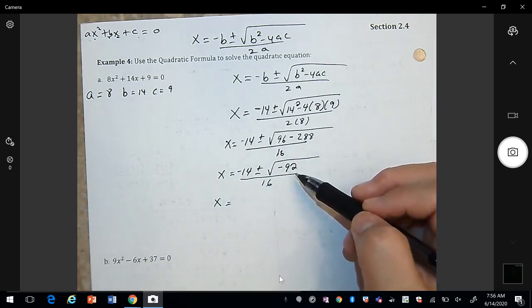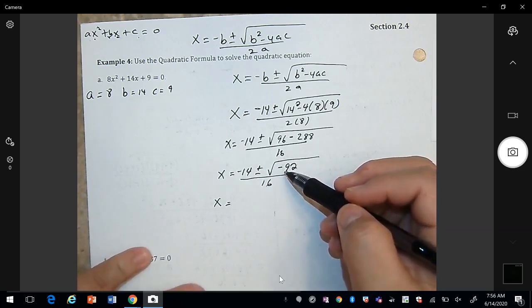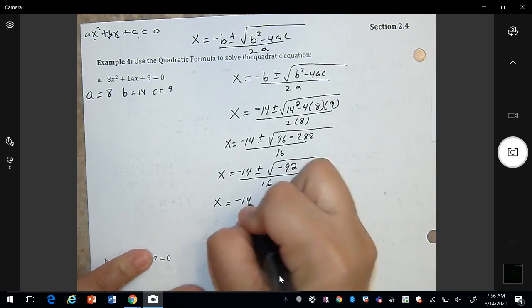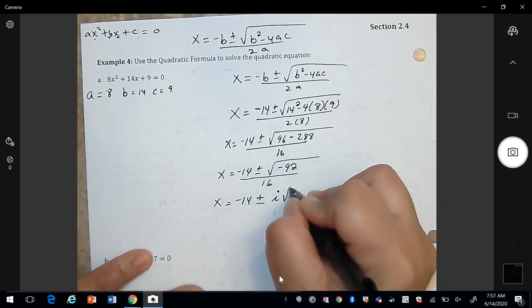Notice that here we have a negative in the square root, so we can use imaginary numbers to simplify further. So we get negative 14 plus or minus the square root of negative 92 over 16. I can take care of the negative by bringing out an i.